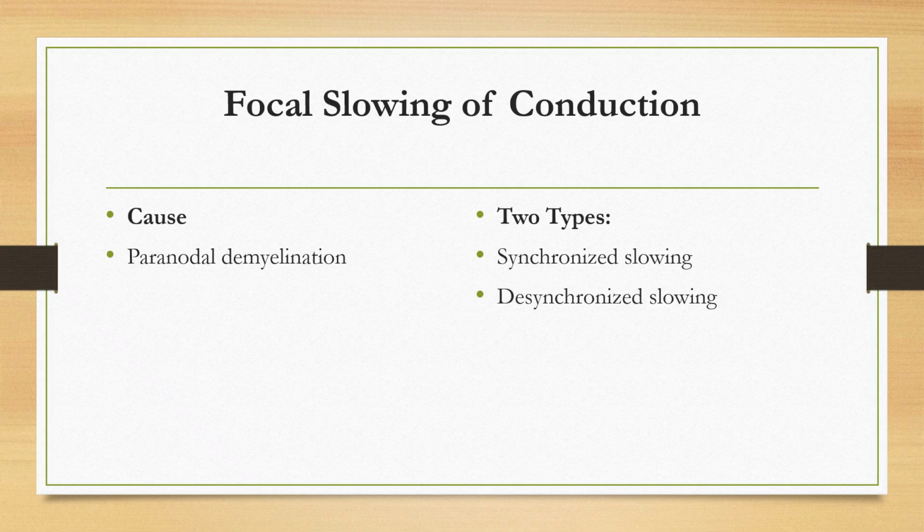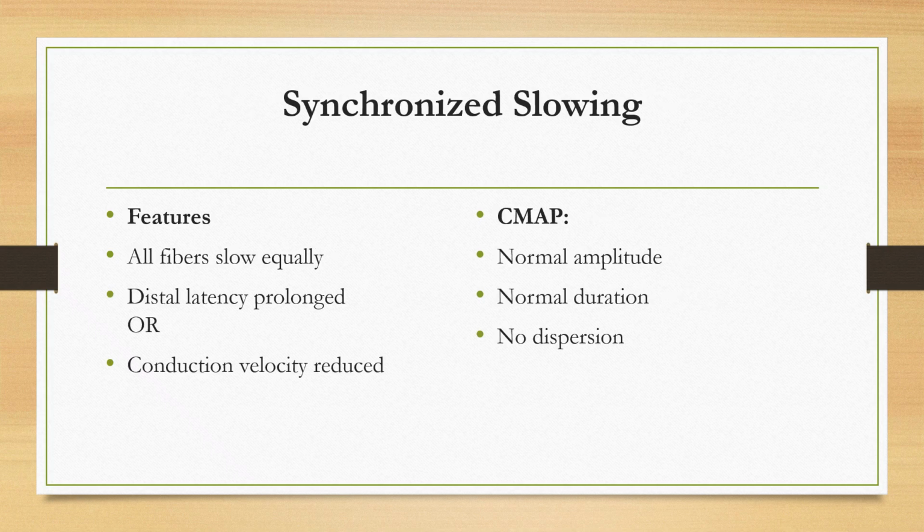Focal slowing of conduction. This is caused by paranodal demyelination. It can occur as synchronized conduction slowing or desynchronized conduction slowing. Synchronized slowing: here all fibers are equally affected, so distal latency is prolonged and conduction velocity is reduced. CMAP amplitude is normal, duration is normal, and no temporal dispersion is seen.